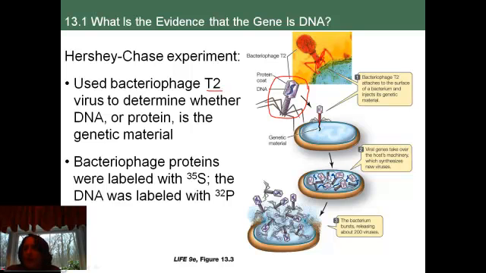And then that genetic material takes over the cell, makes the cell basically a viral factory and produce lots and lots and lots of viruses. Eventually it bursts the cell open, and all of these viruses are released, and they can go on and infect more cells. So what they did was they labeled these bacteriophages with different isotopes. And so they used sulfur and they used phosphorus.